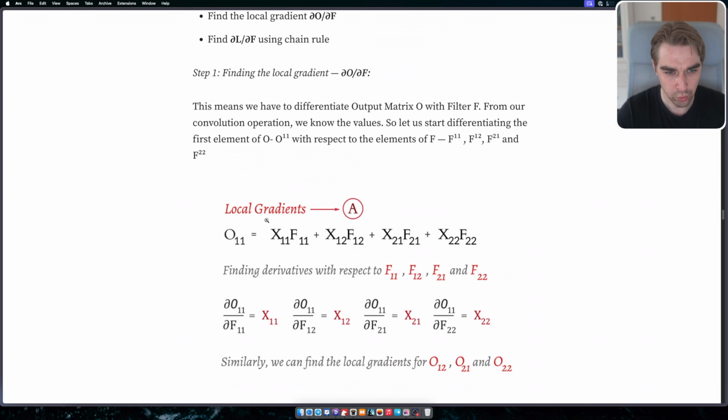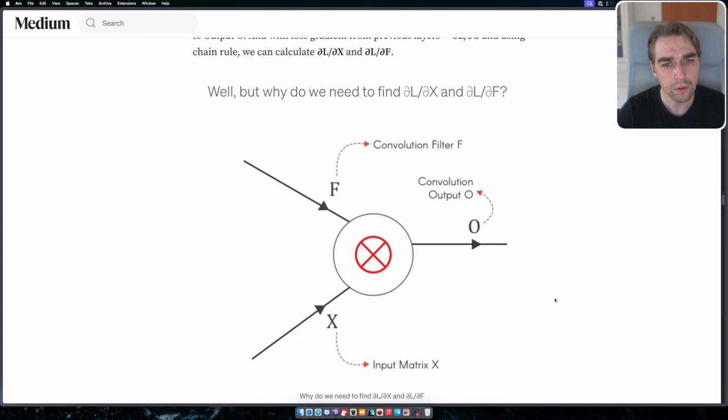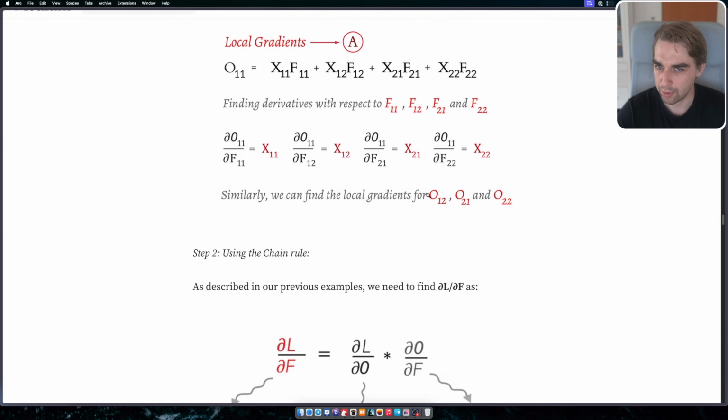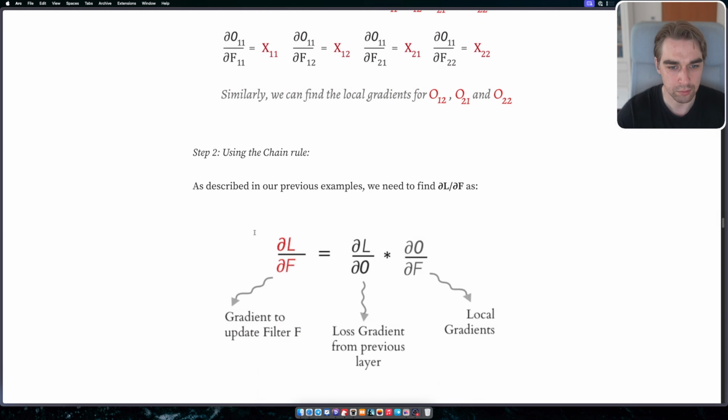So let us start differentiating the first element, O11, with respect to the elements. We have the value O11, and we differentiate it with respect to all of the elements, finding the derivative with respect to f11, f12, f21, and f22. What is the f here? The filter. Okay, so this is the filter. Similarly, we can find the local gradients for O12 and for the others.